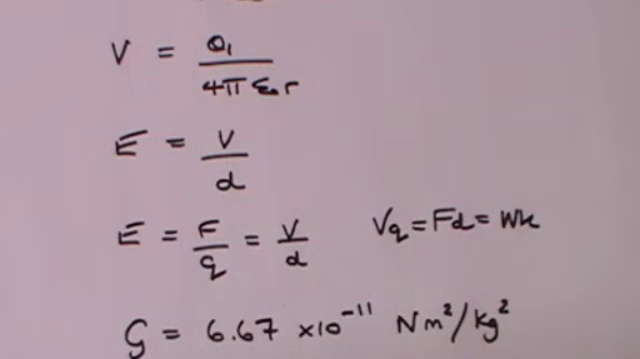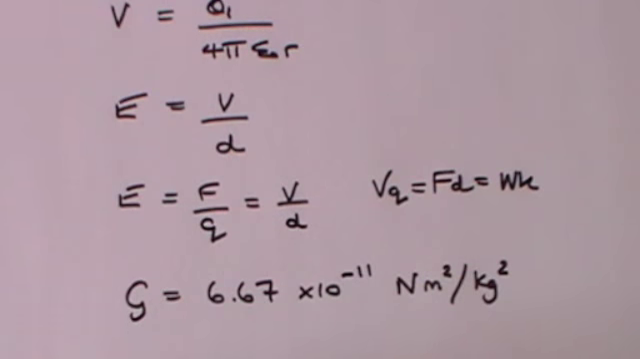And finally, when we do have to use the gravitational constant, capital G is 6.67 times 10 to the minus 11 newton meter squared per kilogram squared. Question 1. The Earth's radius is 6.4 times 10 to the 6 meters, and the gravitational acceleration on the Earth's surface is 9.81 meters per second squared. We are asked to find the mass of the Earth.